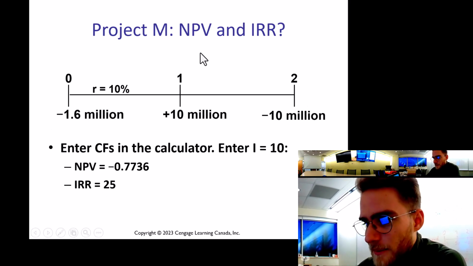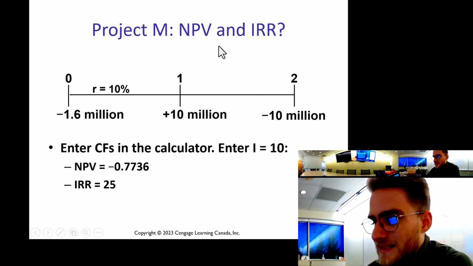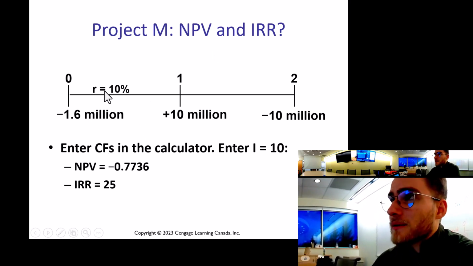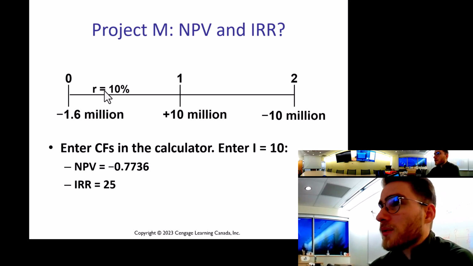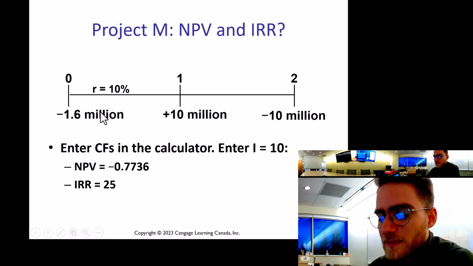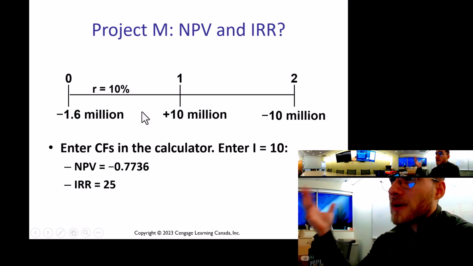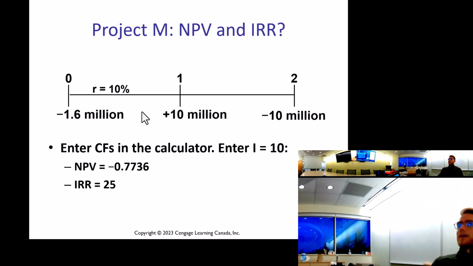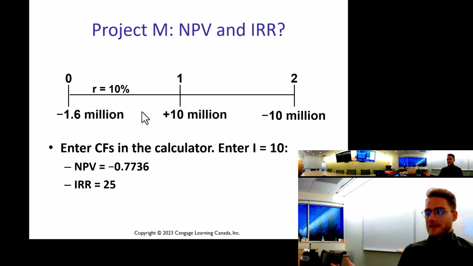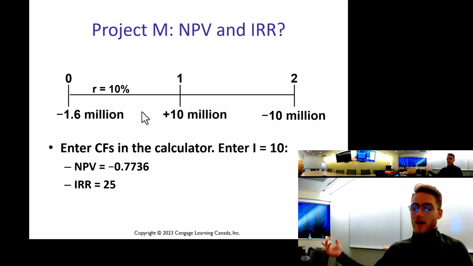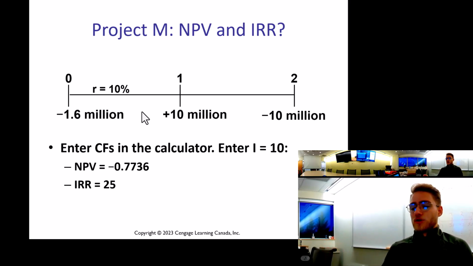So here's project M. What's the NPV and what's the IRR? We have a weighted average cost of capital, we might say, of 10%. Then we're going to pay $1.6 million today. Subsequently, we're going to receive $10 million in year one. And you might think, wow, that's pretty good. $1.6 million today, and then I'm going to receive 10 mil. Awesome. But in year two, you're going to have to pay out another 10 mil. So is this project good? Is it not? Hard to say.